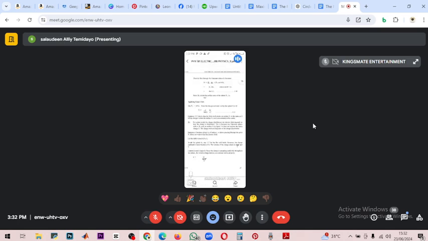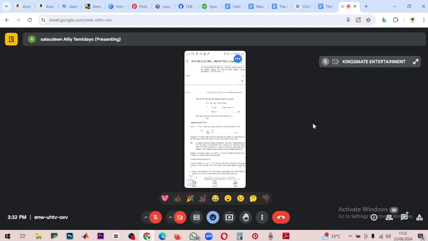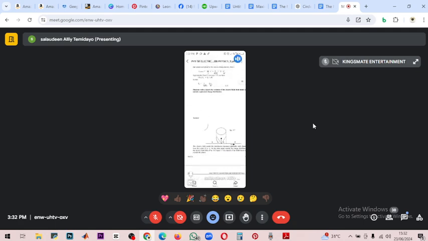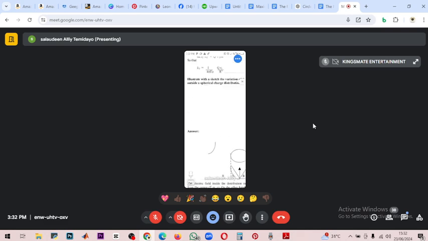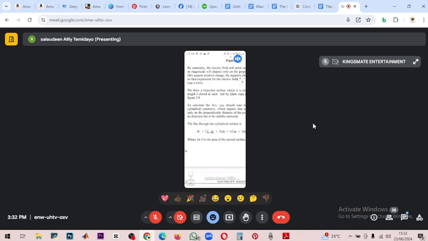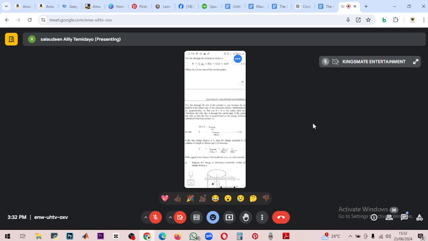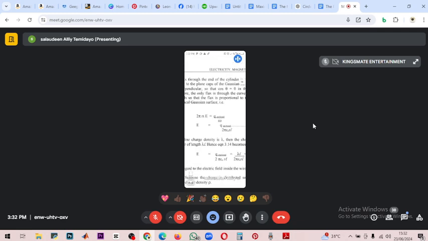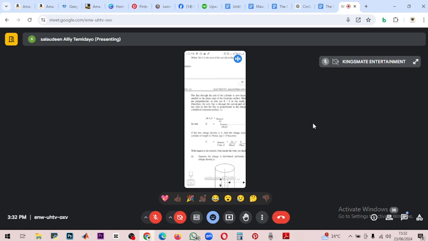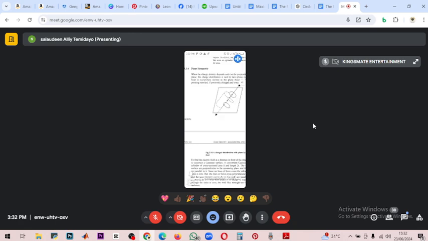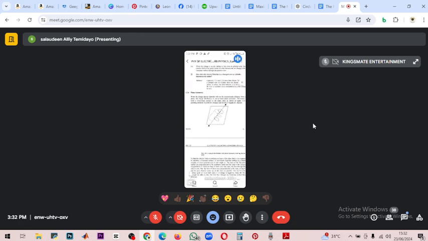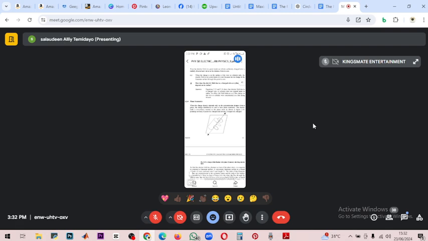I'll implore you to know this formula here: 2 pi r L E equals Q enclosed over epsilon naught. And as for the plane symmetry, let me just mention them like that. We have the spherical symmetry. We have what is called the volume charge density.